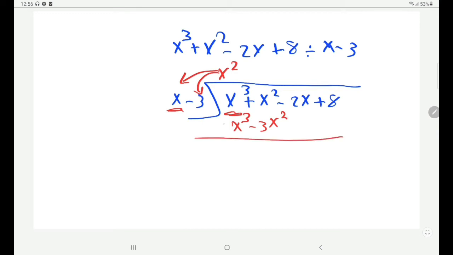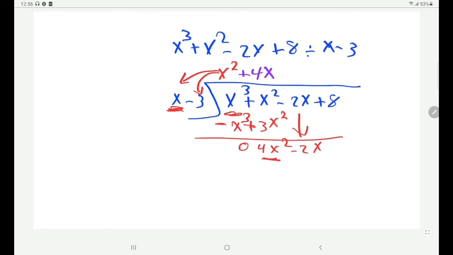Then you subtract. When you subtract, you can just go ahead and change the signs below. So x cubed minus x cubed is just 0. x squared plus 3x squared is 4x squared. Then you drop the negative 2x. Then you repeat the process again. You divide the first term by the first term here. So all you have to do is 4x squared divided by x is just 4x.